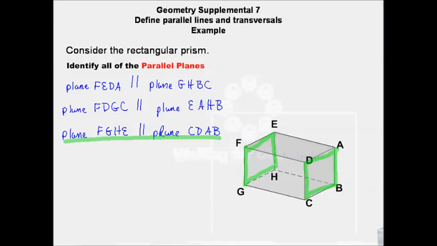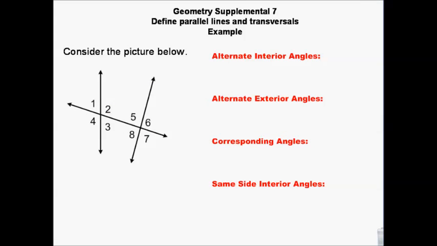Remember the angles? Okay, alternate interior angles on opposite sides between the two lines. So we have two sets of those. We have 2 and 8 and 3 and 5. Okay. And then alternate exterior. On the outside of the two lines. So we have 1 and 7 and 4 and 6.